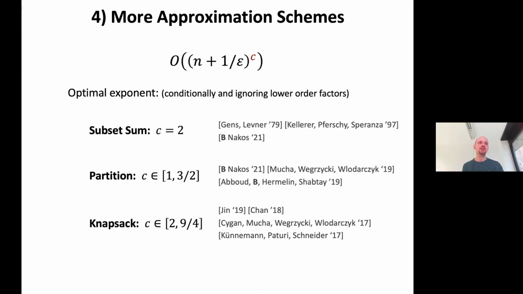And so these things have been well studied. For example, if you look at 1 plus epsilon approximation algorithms for subset sum, partition, and knapsack, and you express their running time in the form number of items plus 1 over epsilon to the c, then right now we know the optimal exponent c for subset sum, it's 2. We don't know yet the optimal exponent for partition and for knapsack. It's narrowed down, but there's still a way to go. There's still a gap.